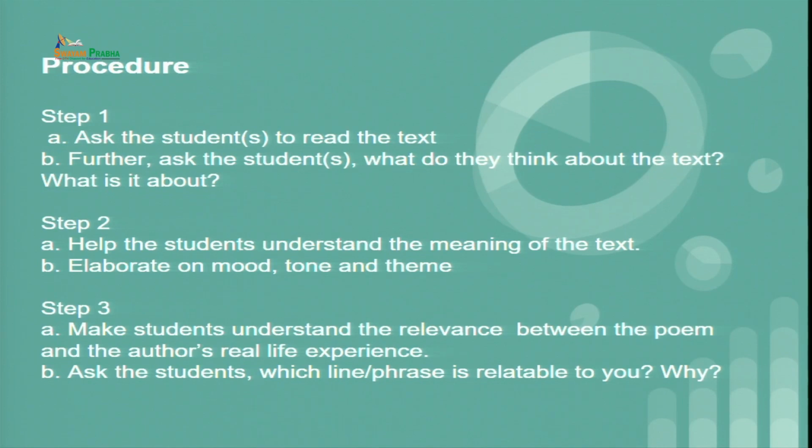The first step includes that you can ask the students to read the text. At second, you can ask the students what they think about the text, what it is about, what its theme is. Then you can help the learners understand the meaning of the text. And then the main component is that you should also elaborate on mood, tone and theme, and that will help the learners understand the intention of the author.